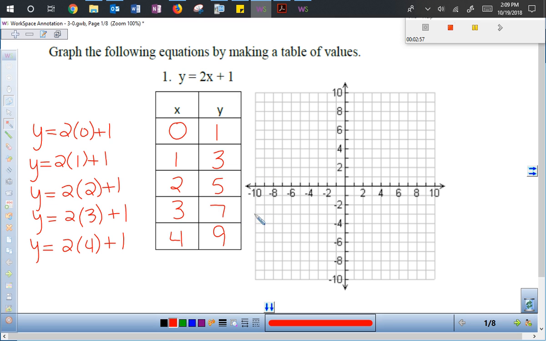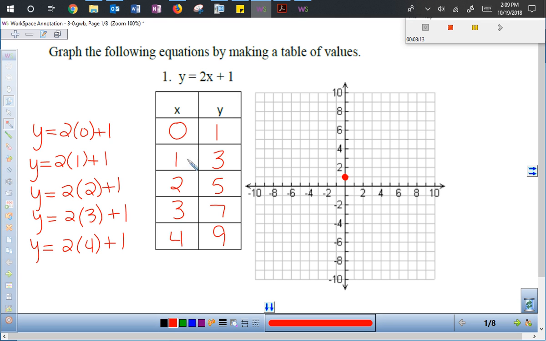Next, what they want you to do is come plot these points on the graph. These are like ordered pairs, x comma y. So my first ordered pair would be 0 comma 1. So I want to go to 0 on the x-axis, which is here, and then 1 on the y-axis and put a point.